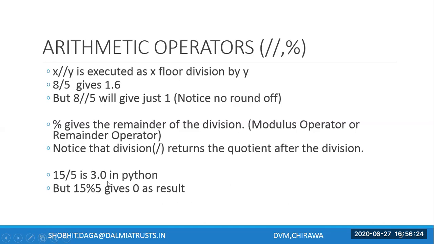15 divided by 5 will give you 3.0 in Python as your answer, but 15 modulus 5 will give you 0 as the result. 0, because when you divide 15 by 5, it divides exactly 3 times, and you do not have any remainder left. When you do 8 modulus 5, you will get 3 as your result, because it divides one time and 3 will be left as remainder.